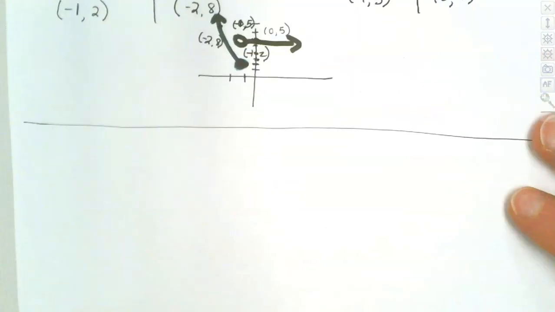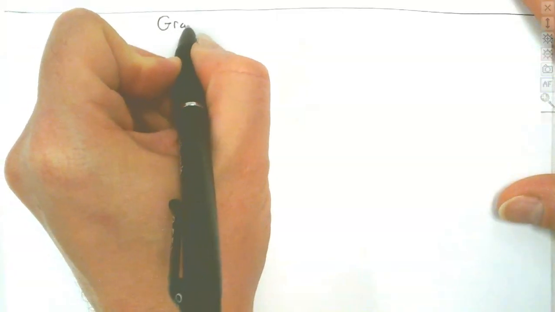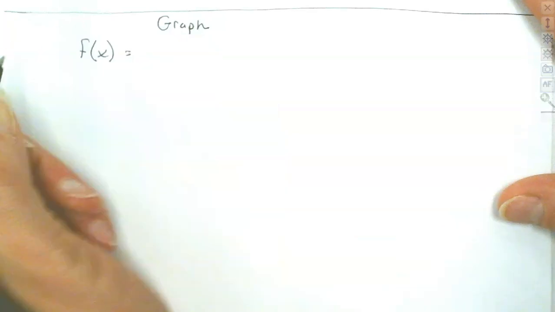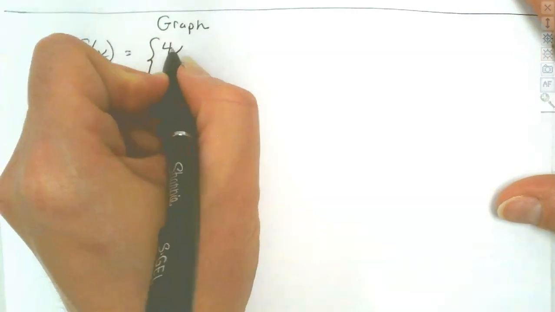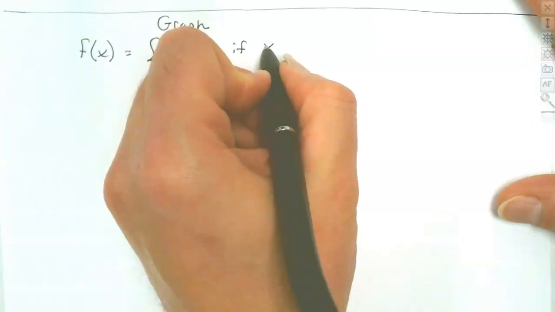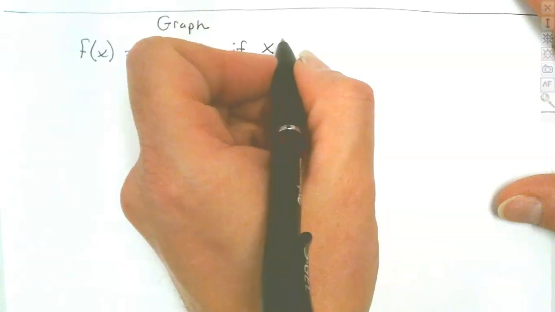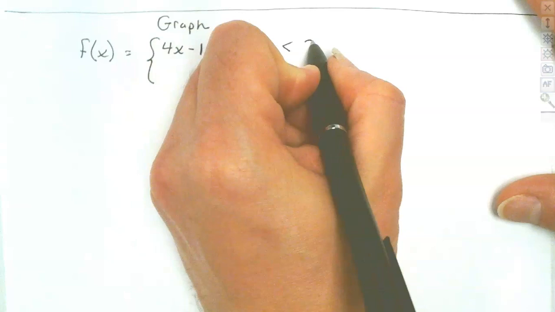Let's try another one. Same type of function here. Let's say, and what we're doing is we're graphing this one. So we're going to try and graph f of x, and this is a piecewise function. So how about we use 4x minus 1 if x is, let's see, last time we used less than or equal to, how about less than 2?